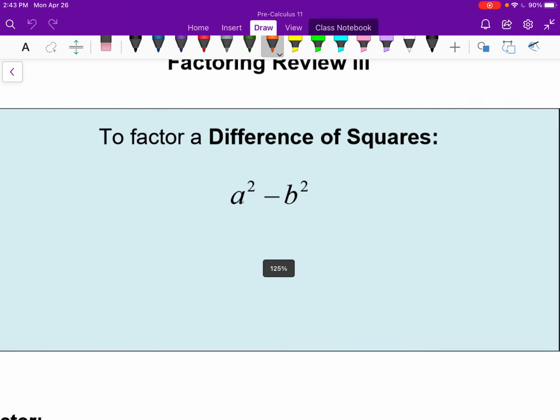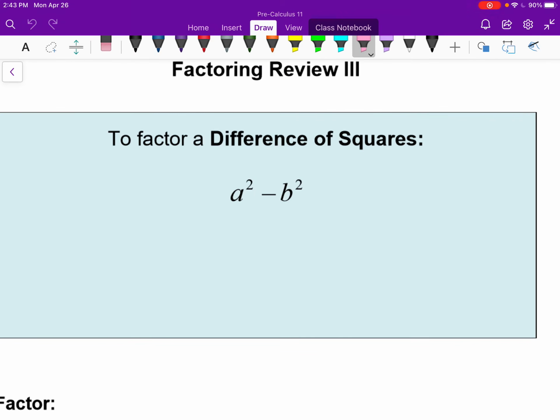And a difference of squares in general is anytime you have two perfect squares, in this case a squared and b squared. But again, sometimes it's not so obvious if one of these is a perfect square, and you're finding the difference of them. Difference means subtraction. And anytime you have two terms that are both perfect squares and you're subtracting them, it's always the same as factors in this form: a minus b times a plus b. Always, always, always.